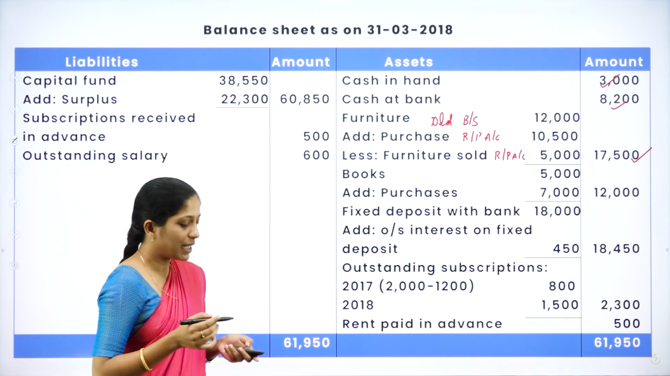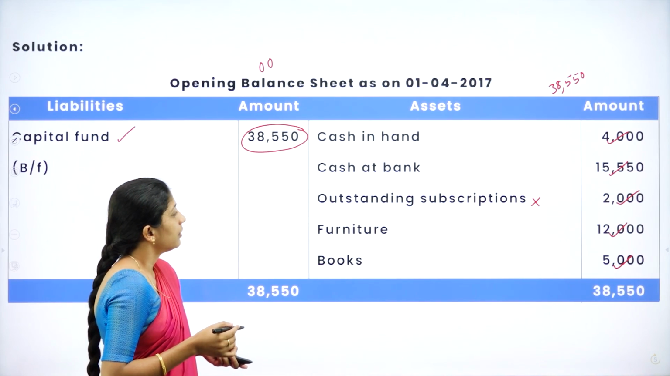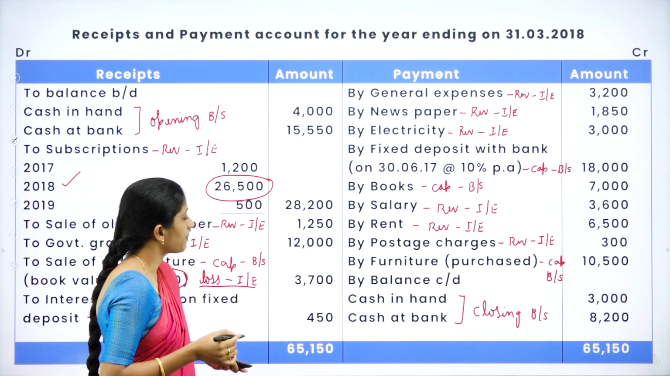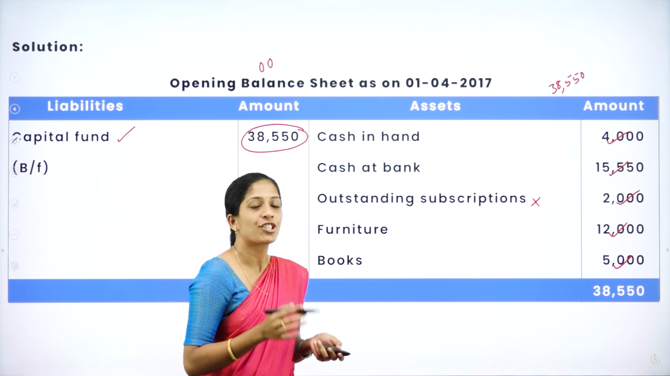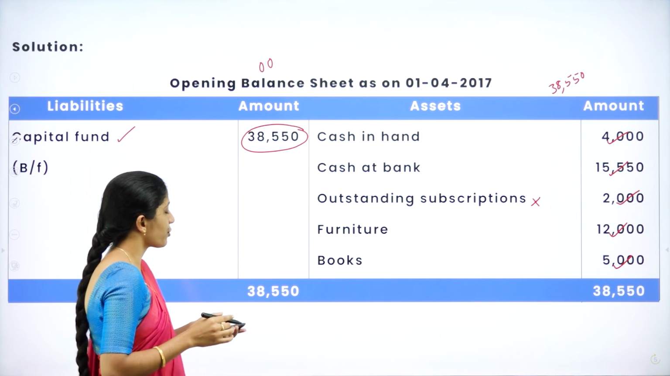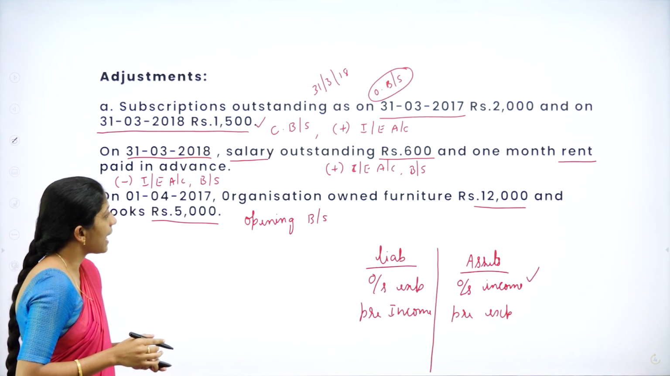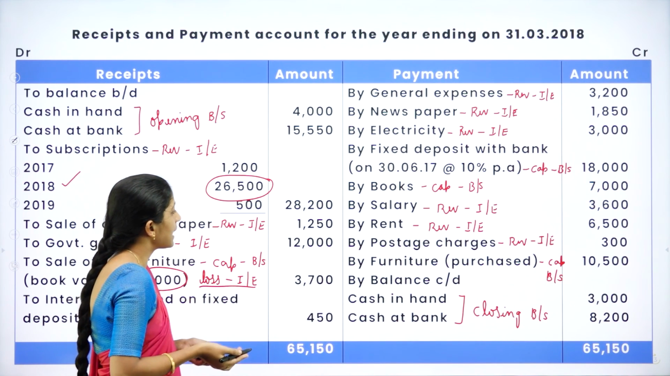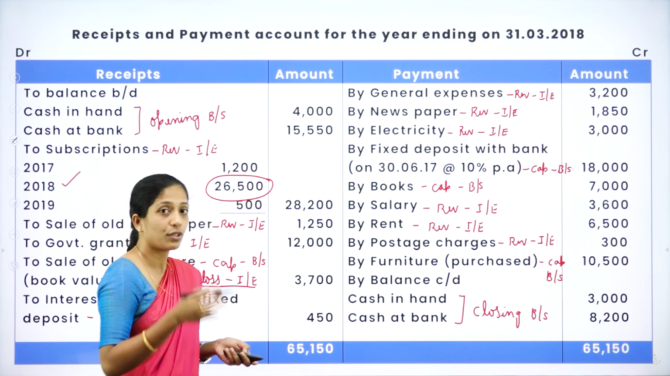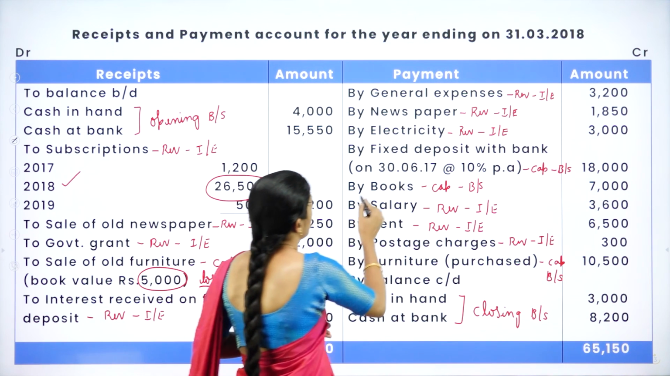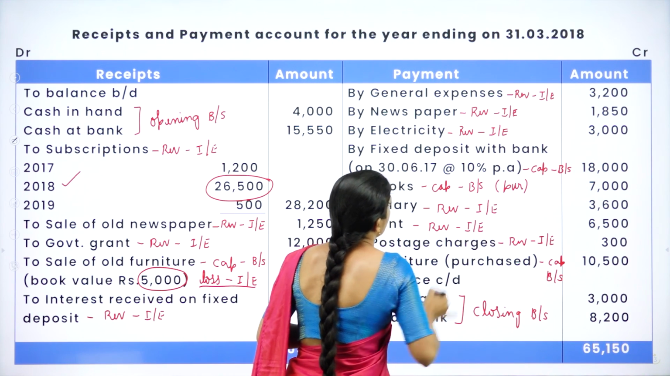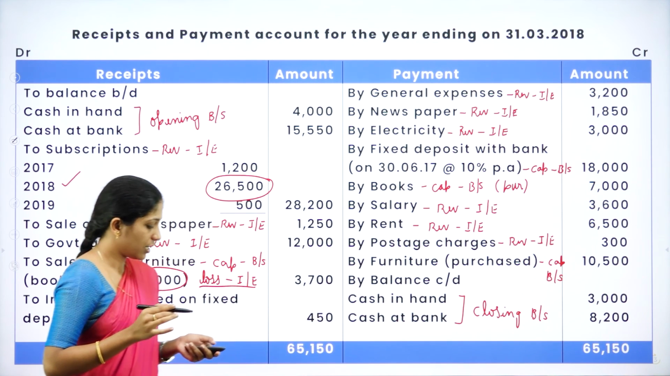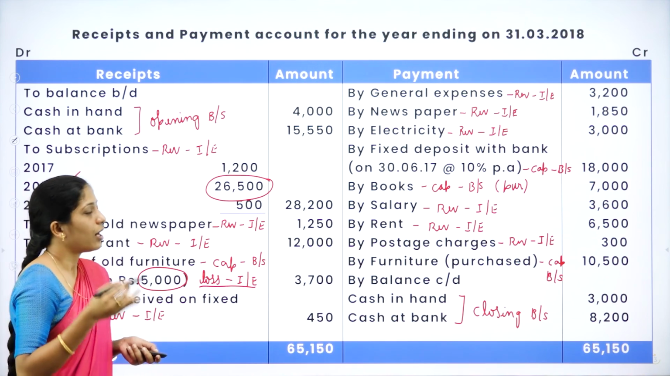And the next item in the opening balance sheet is books. How much? 5,000. Now we have to see our receipts and payment account, whether there is any book in the receipts and payment account. Here there is a book, which means they have purchased this book. How much? 7,000. So we shall record that. So how to record?